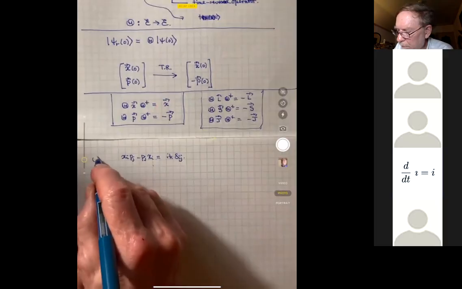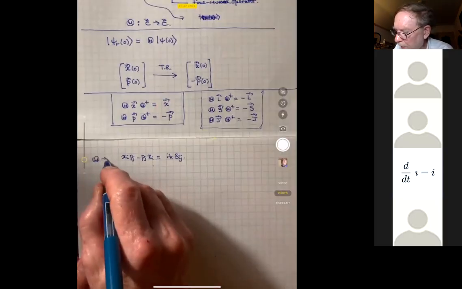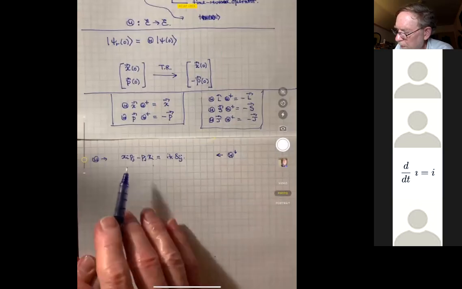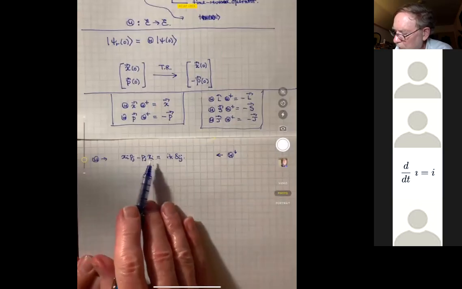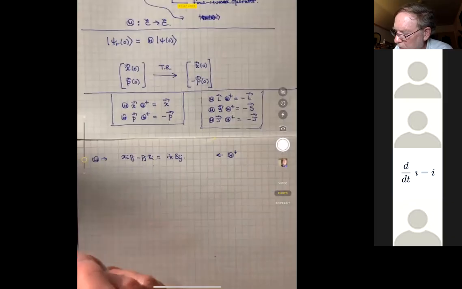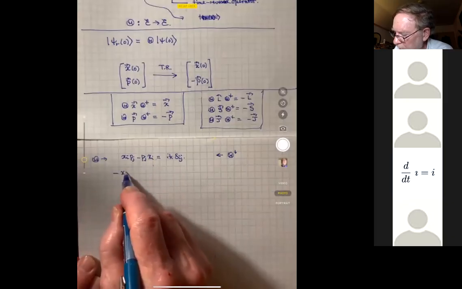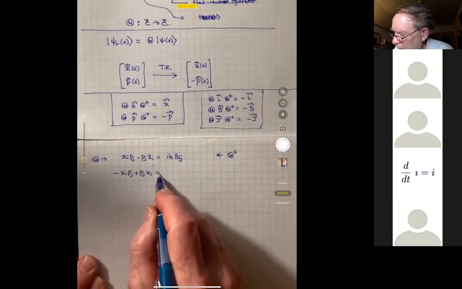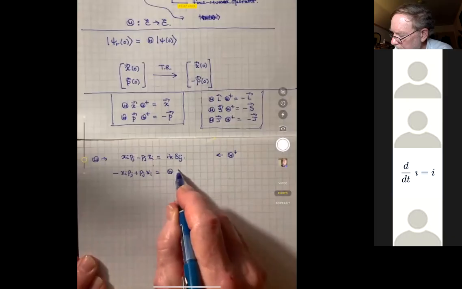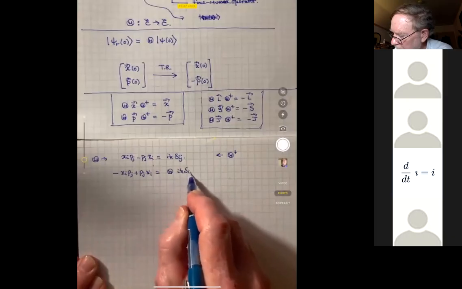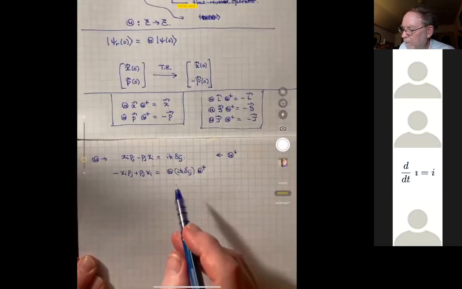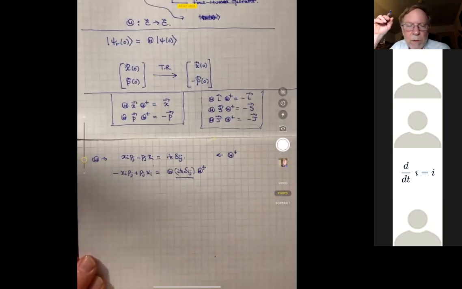If I now take time reversal theta on one side, multiply that way, and theta dagger on the other side and multiply the other way, then on the left-hand side, the x's will go into themselves and the p will change signs. So what we get is minus x_i p_j plus p_j x_i. And on the right-hand side, what we get is theta and theta dagger sandwiched around i h bar delta_ij. Now, i h bar delta_ij is a C number, and so that commutes with ordinary operators.